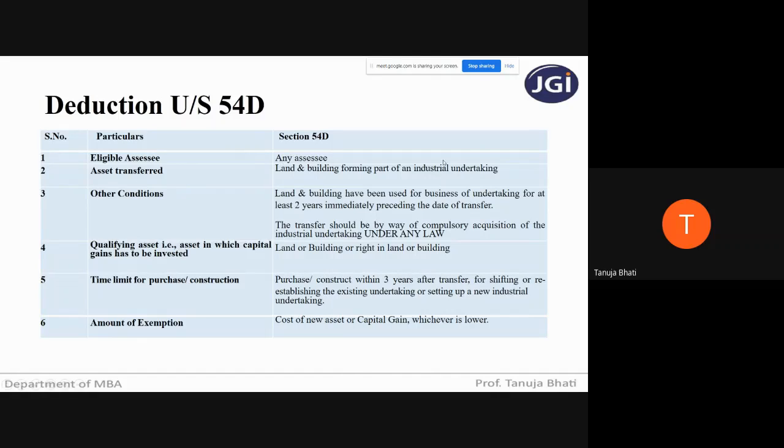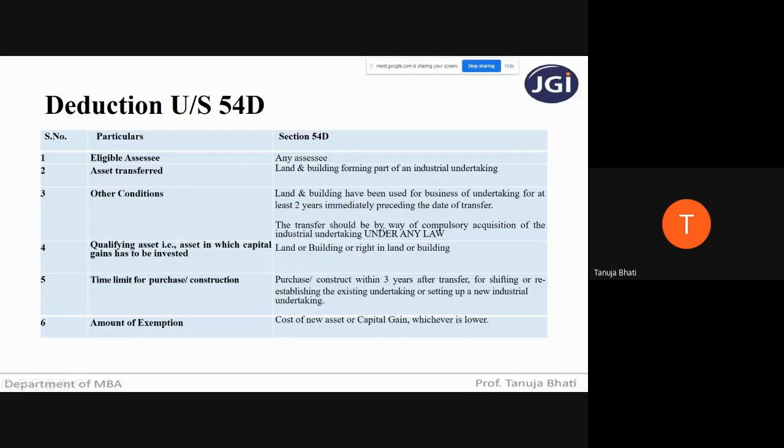It should be an industrial undertaking. So if any SSC transfers any land or building which is a part of an industrial undertaking, he will get this deduction. Let us see what are the other conditions. The land or building should have been used for the business of the undertaking for at least 2 years immediately before the date of transfer. So when you're transferring the land and building of an industrial undertaking, you should have used that land or building at least for a period of 2 years before transferring, for the purpose of your business.